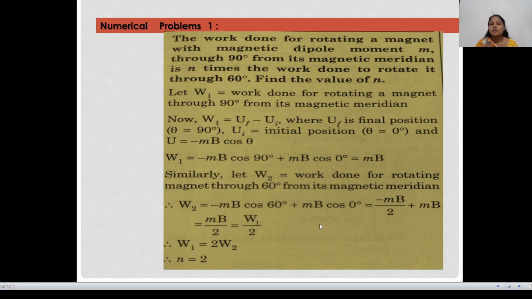W2 is equal to minus MB cos 60 degree plus MB cos 0 degree. Therefore, W2 is equal to minus MB by 2 plus MB, which is equal to MB by 2. Then W1 by W2. Finally, you are given that W1 is equal to 2W2. Therefore, n is equal to 2.